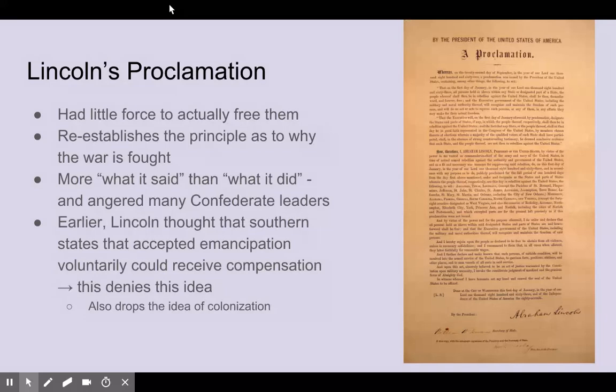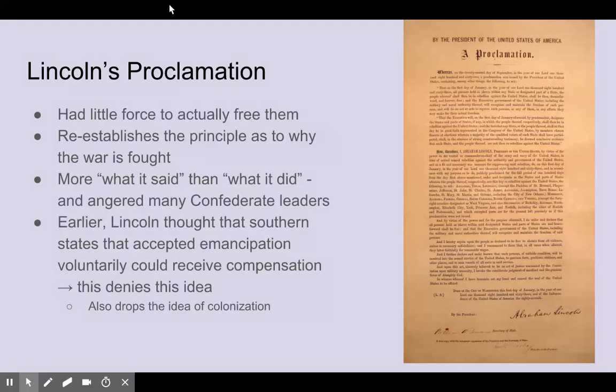But it did reestablish the principle as to why the war was fought, right? That slavery was a big component of it. It's more what it said than what it did. And what it said angered many Confederate leaders. They didn't like this.